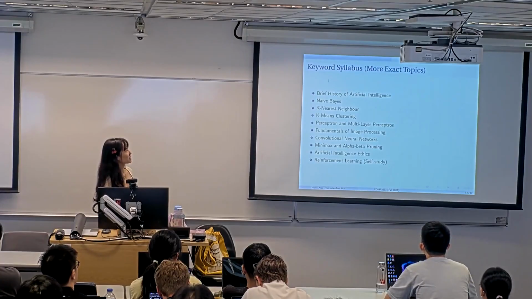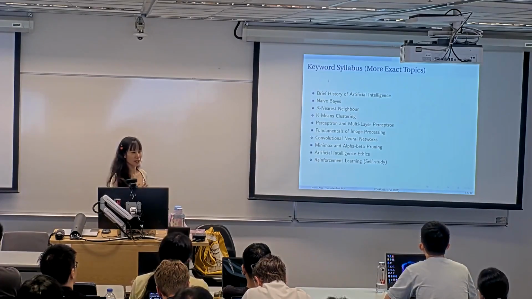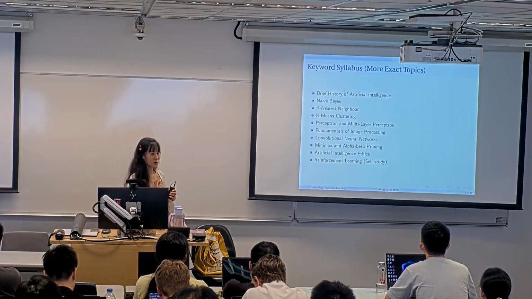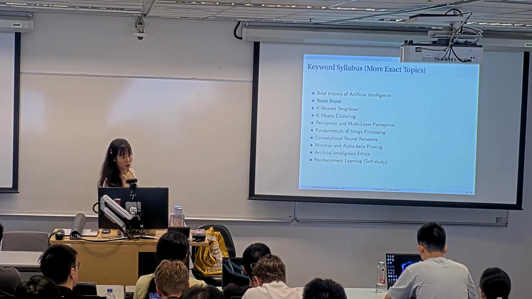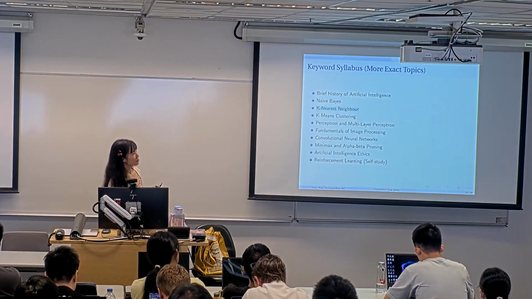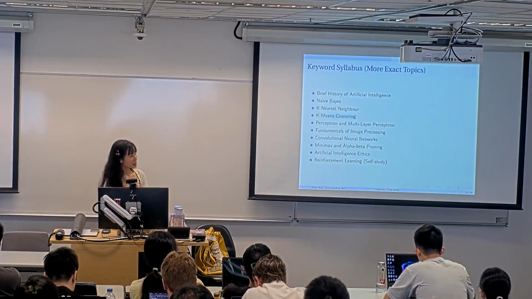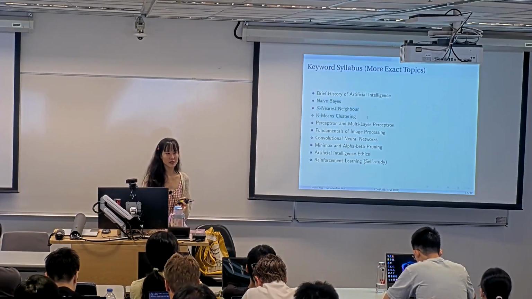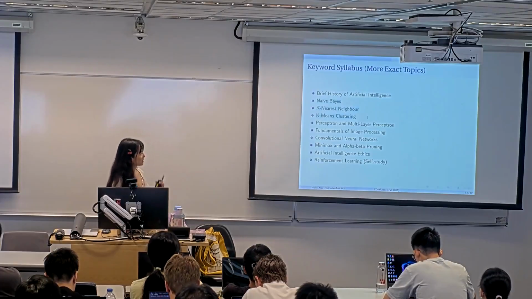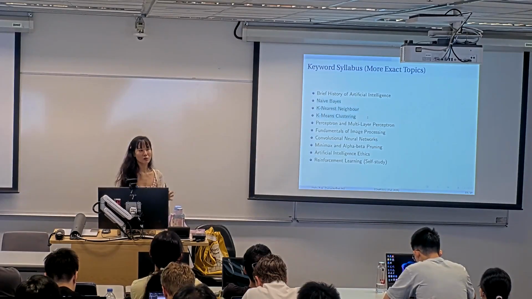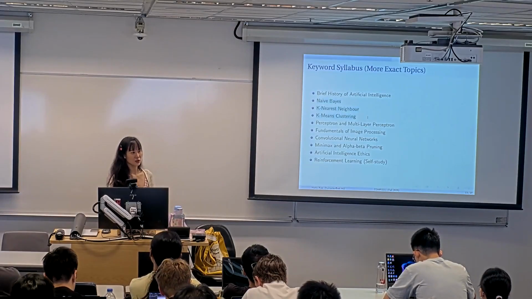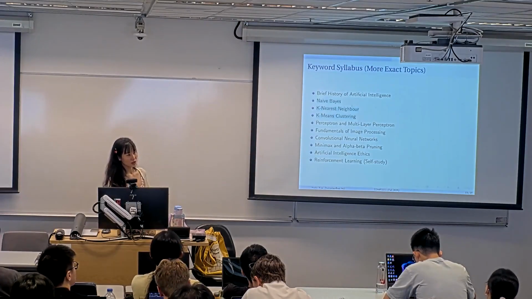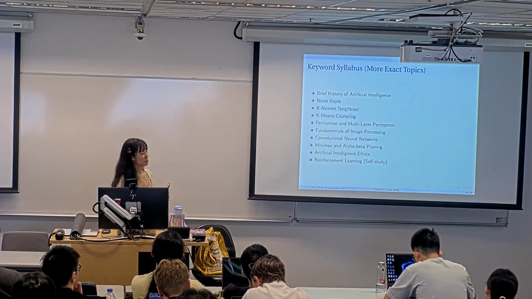This is our keyword syllabus, the more exact topics we will cover. Again, the first lecture will be a brief history of AI, and we will learn the naive Bayes model, KNN model, and K-means clustering model. Note that these three models are traditional machine learning. They are very classical machine learning models, and usually we see that these models are shallow models. Shallow means that they don't need to utilize neural networks. So that's why we call them shallow. After these shallow models, or these classical machine learning models, we will go into the perceptron.